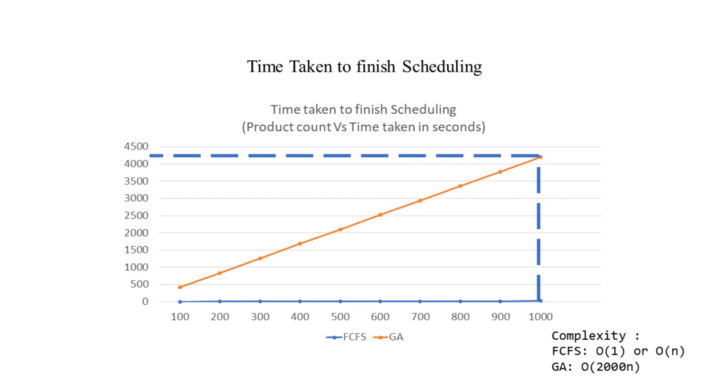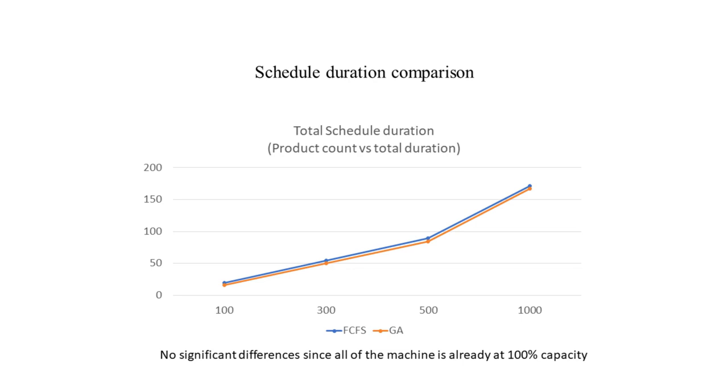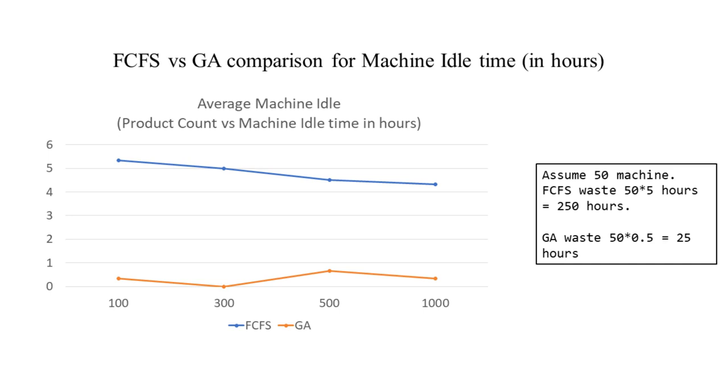The time complexity for the normal scheduling is big O N. Meanwhile, the complexity for the GA optimization is big O 200N. Then for the total duration, we are able to see that GA scheduler produces a schedule with 4 hours quicker finish time compared to normal scheduler. This is because the machine is already at the maximum capacity, so there is no further optimization that can be made. And then machine idle time.